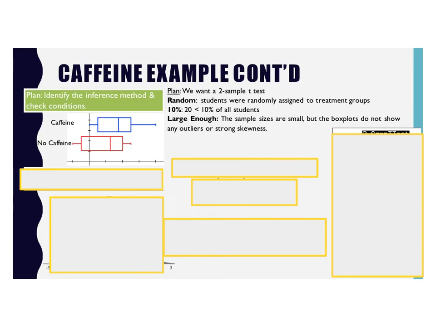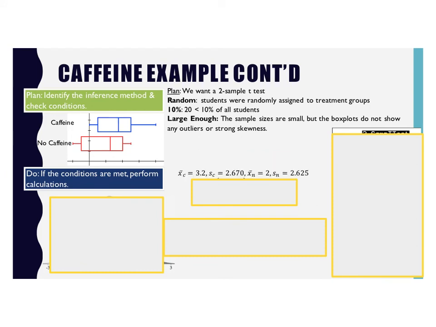Now we're ready for our do step. If our conditions are met, we're going to perform the calculations. Because we were given the data, we're going to run our 2 variable statistics. And we already knew the mean for caffeinated and the mean for non-caffeinated that was provided in the table. The standard deviation for caffeinated was 2.670, and the standard deviation for non-caffeinated, 2.625. Now we're going to set up and run our t-statistic.